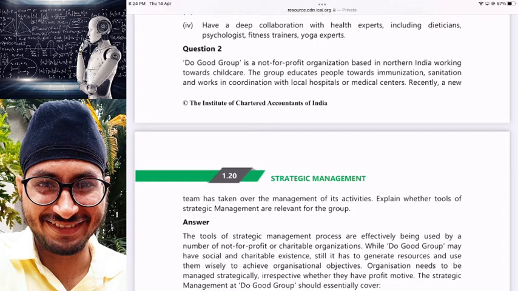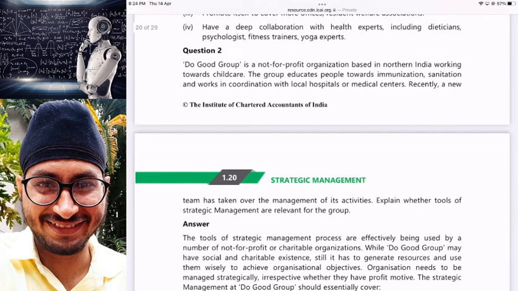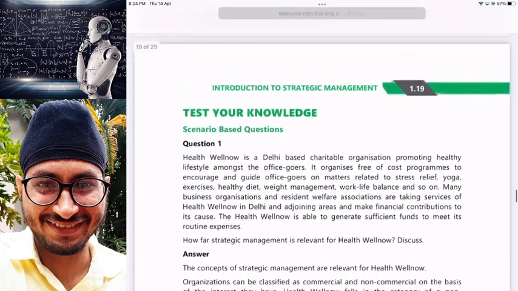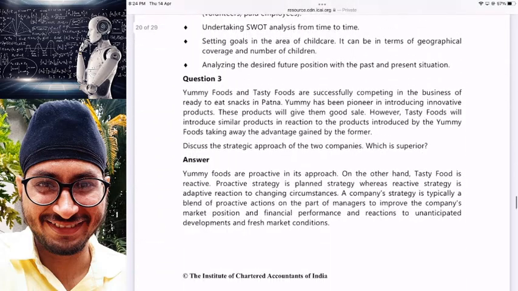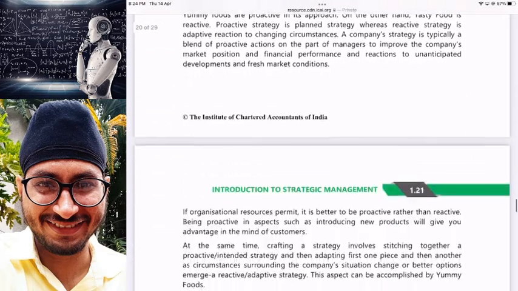Clear? It can also have strategic management to have coordination with what? Tie up with local hospitals, tie up with medical centers, tie up with health experts and doctors. Same points you can write here. It is similar to what we have done just now. Question number 1. Next. Question number 3, yummy foods and tasty foods we have discussed.